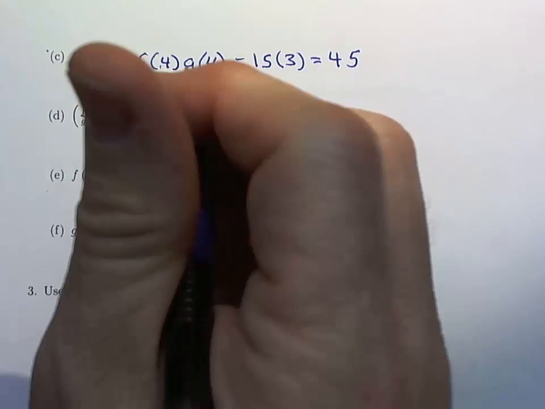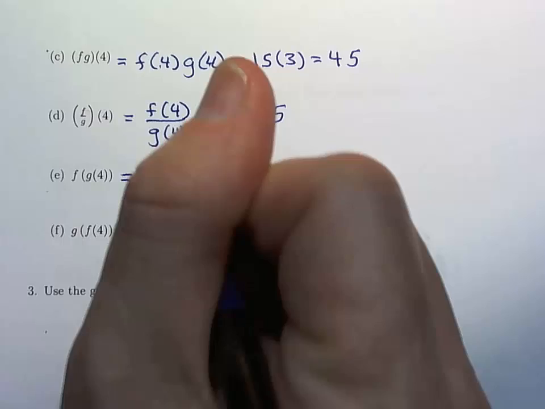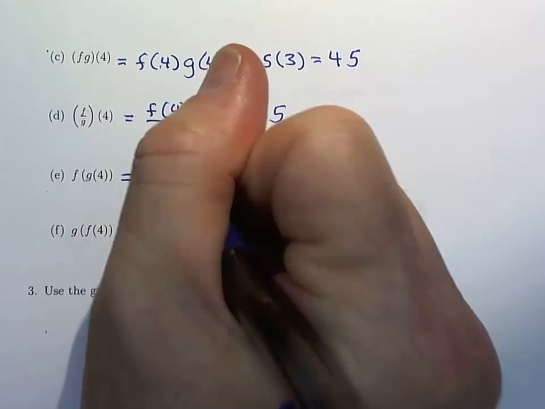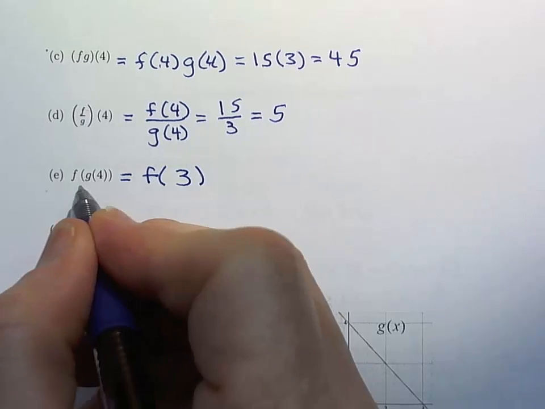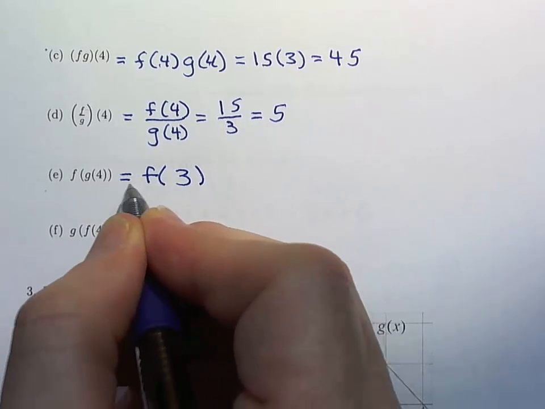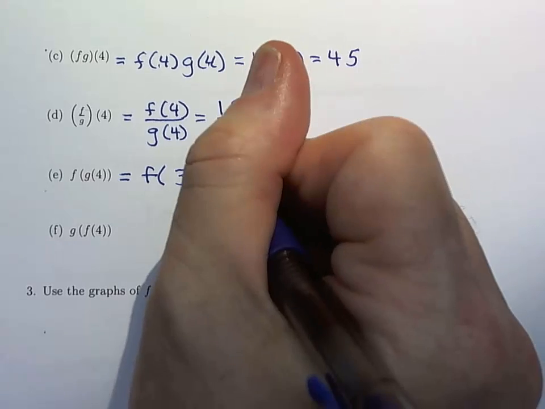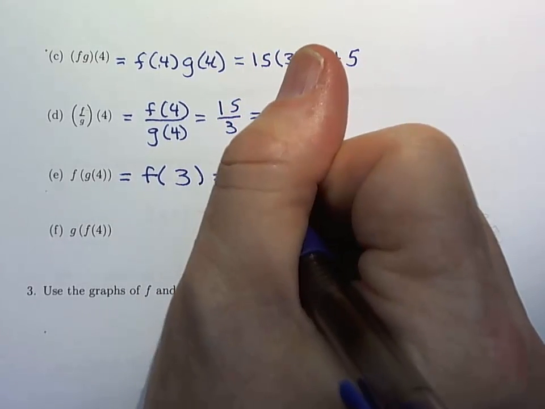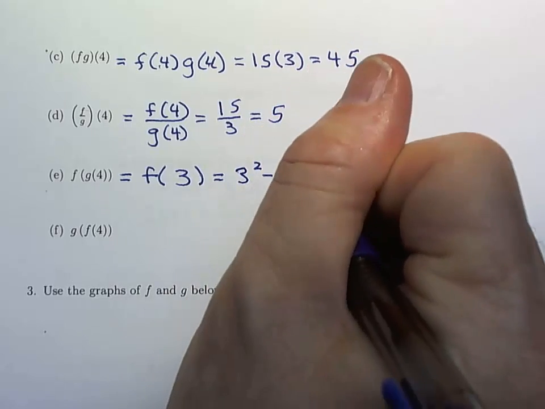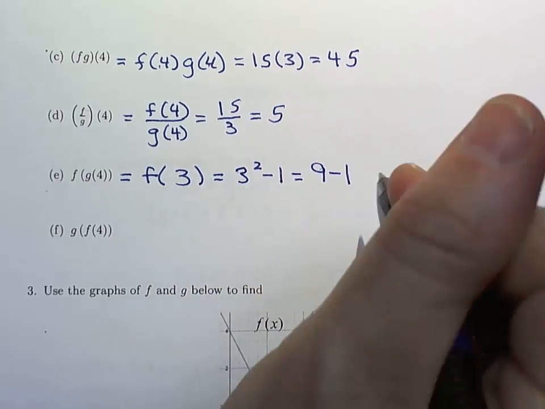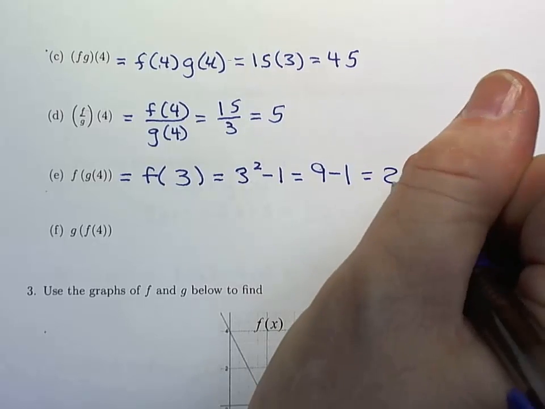Now, here's the composite function. So we've got f of g of 4. Well, g of 4 is 3. So this would be f of 3. And then we plug that back in. Remember, f was x squared minus 1. So this would be 9 minus 1, which would be 8.